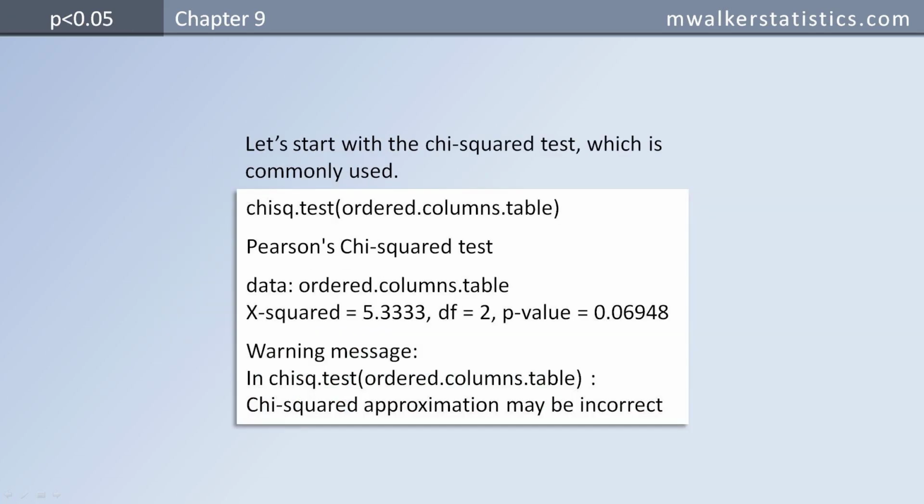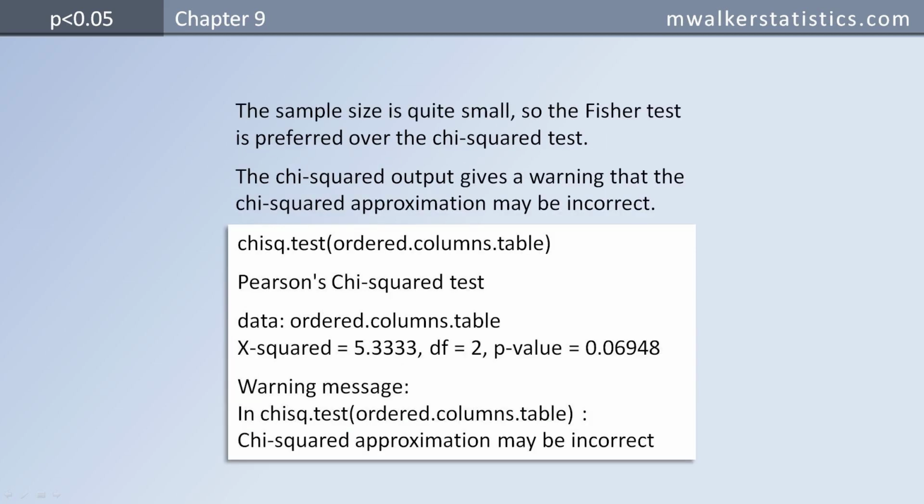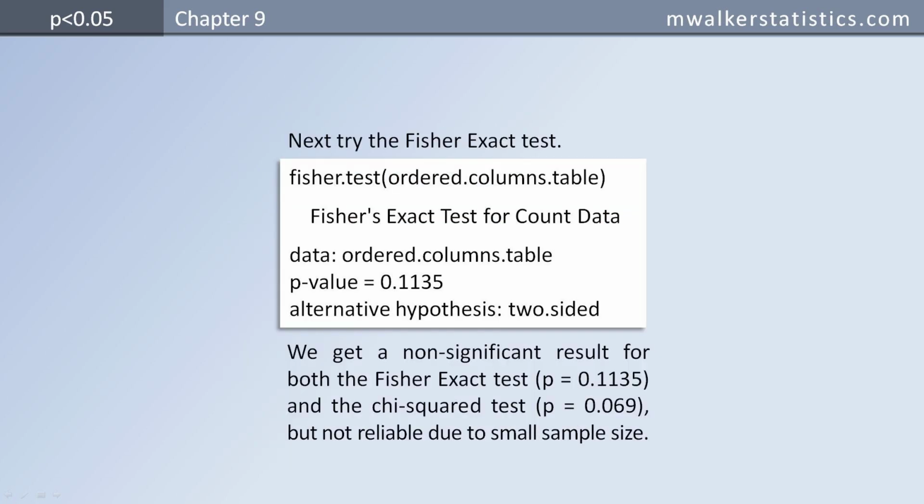Let's start with the chi-squared test, which is commonly used. The sample size is quite small, so the Fisher test is preferred over the chi-squared test. The chi-squared output gives a warning that the approximation may be incorrect. Next, try the Fisher exact test. We get a non-significant result for both the Fisher exact test, p equals 0.1135, and the chi-squared test, p equals 0.069, but not reliable due to small sample size.